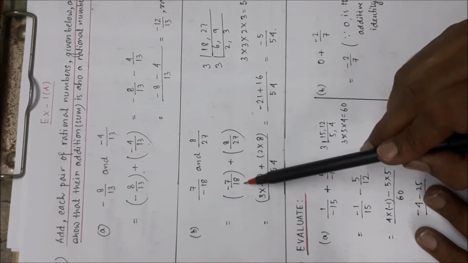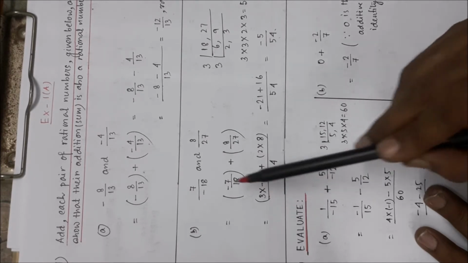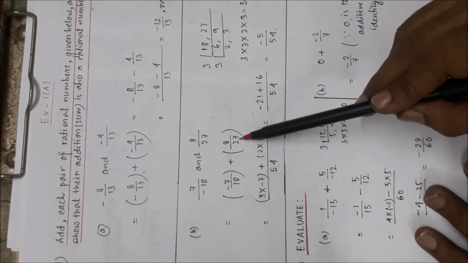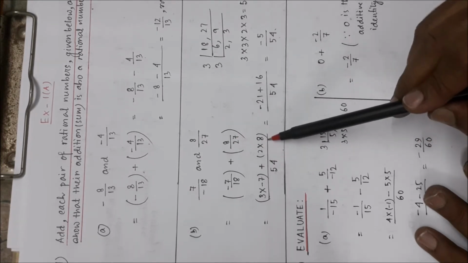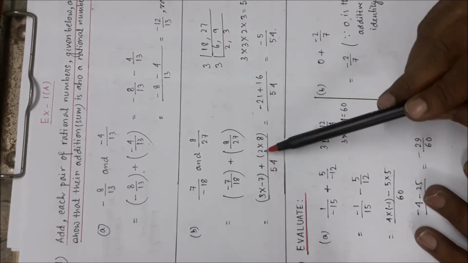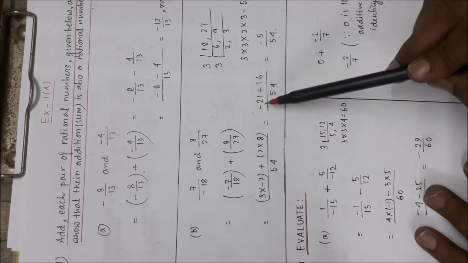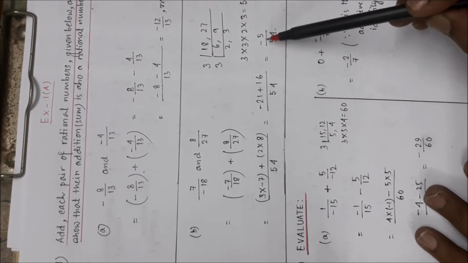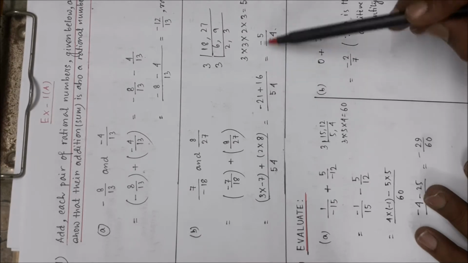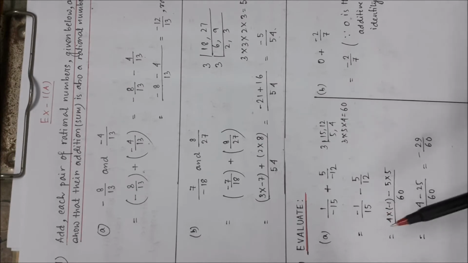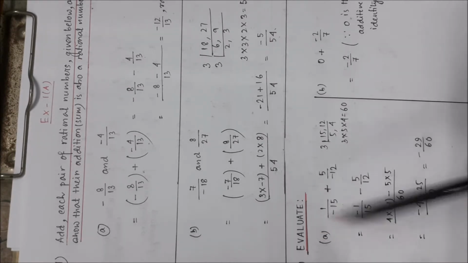54 divided by 18 is equal to 3, multiplied by minus 7, plus 54 divided by 27 is 2, multiplied by 8. So 3 into minus 7 is equal to minus 21, plus 2 into 8 is equal to 16. So we'll get minus 21 plus 16 by 54. So this is equal to minus 5 by 54. Clear? Let us discuss another problem. Evaluate. Evaluate means we need to simplify.